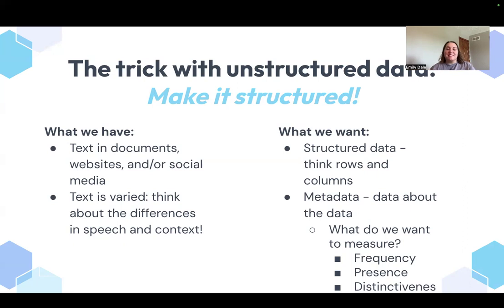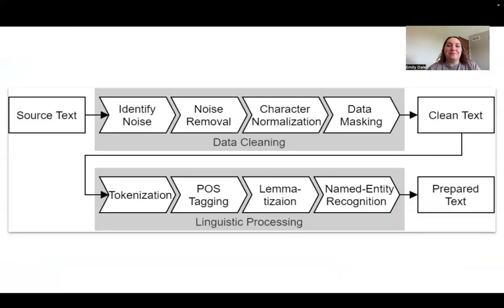But to do that, we have to take a step back and understand what data we actually want, and we want structured data. So even though we have text, which is kind of all jumbled and has varying lengths and sizes and all these things, we want it in rows and columns. And we want to understand the metadata, so the data about the data. So where did the text come from? Can we measure frequency of certain pieces of text, the presence or the absence of text, the distinctiveness, so how unique is the text, the words that we're using? And we're going to get into that this week.